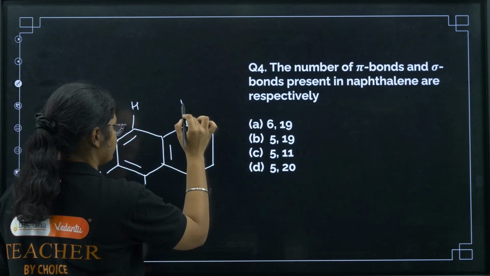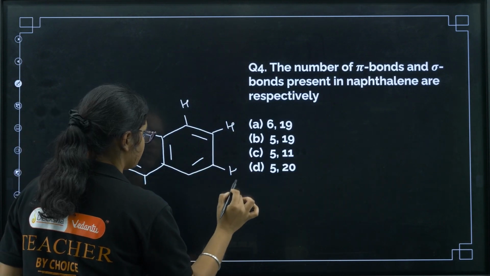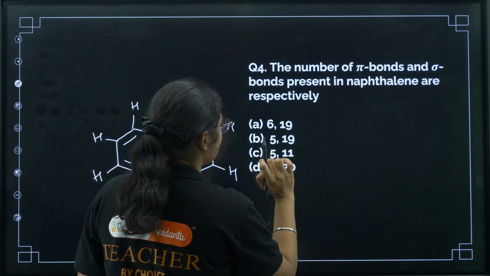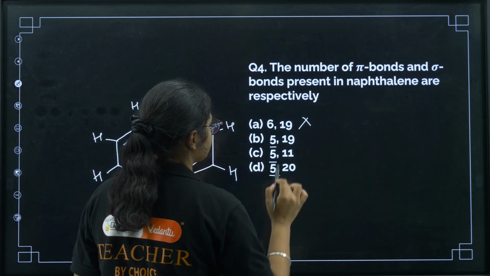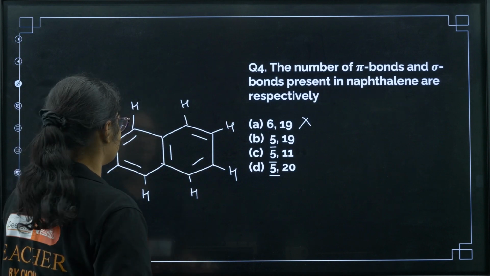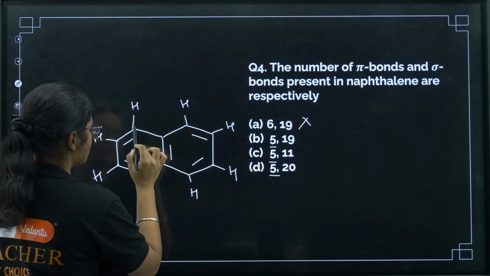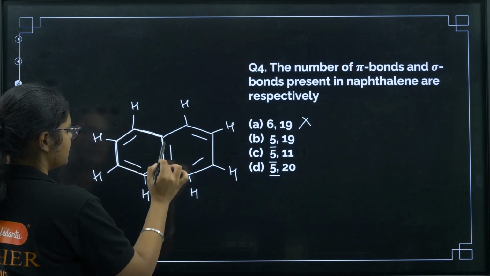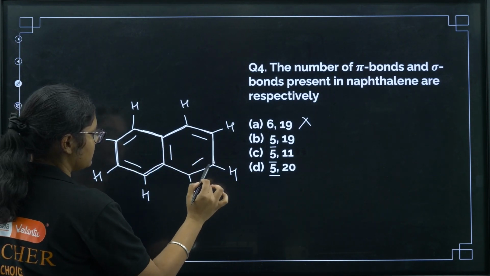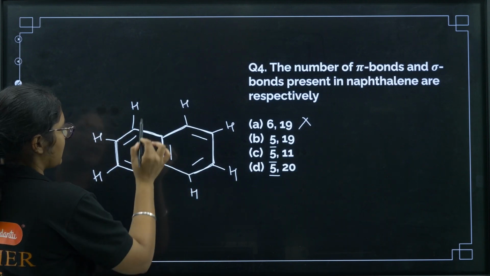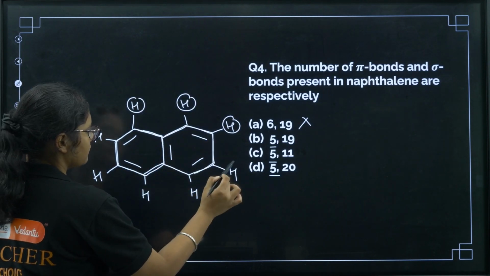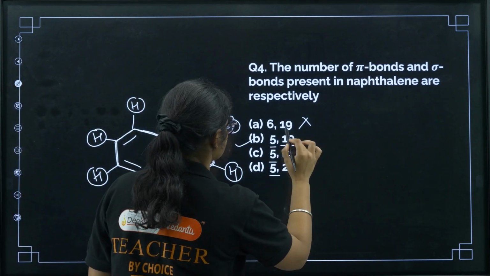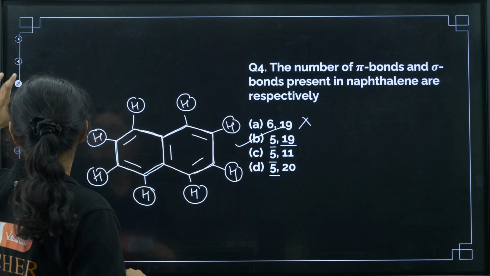Okay, just mention all the hydrogens first so that we do not forget the hydrogens while calculating the sigma bonds. So easily I can find that there are 5 pi bonds, so I can eliminate this option. Okay, now you have to calculate the sigma bonds. So how many sigma bonds do we have? So 1, 2, 3, 4, 5 and 6. 6 here, 7, 8, 9, 10, 11 here. Okay, next we have 12, 13, 14, 15, 16, 17, 18, 19. So 19 and 5, so option number B is the correct answer here.